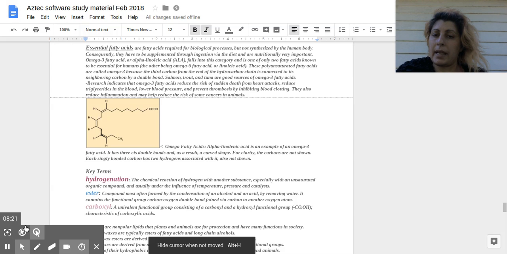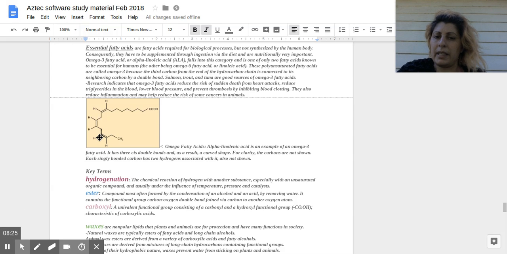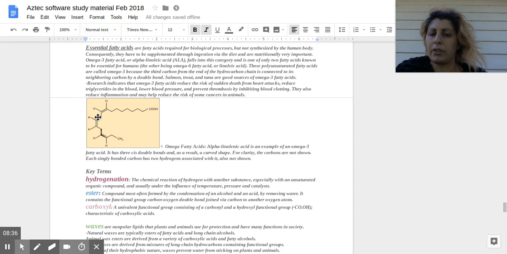Here shown is the diagram of omega fatty acid. Alpha-linolenic acid is an example of an omega-3 fatty acid. It has three cis double bonds and as a result a curved shape. For clarity, the carbons are not shown. Each single bonded carbon has two hydrogens associated with it, not shown.